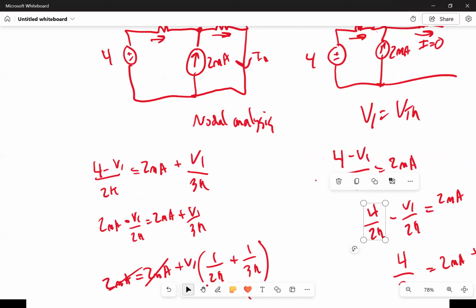Go ahead. Solve individually for each source, like solve for the voltage source. You could try superposition. That's one way to do it. Yep, superposition would work. Any other thoughts?